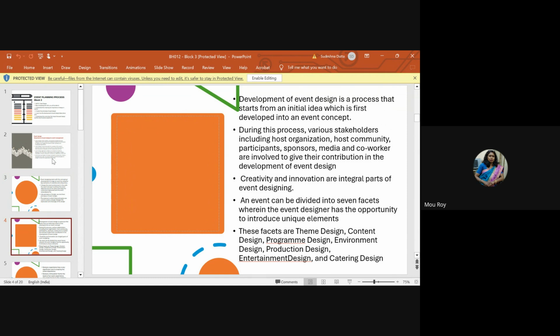An event can be divided into 7 facets, wherein the event designer has the opportunity to introduce unique elements of design. What are those? These facets are theme design: as per the theme, you have to design. Then content design. See, for a marriage party, you cannot give the content of launching a product. That has to be marriage-related. Like 14th February is Valentine's Day.